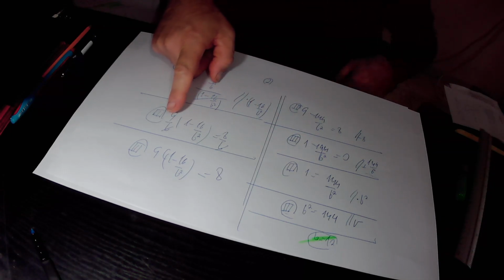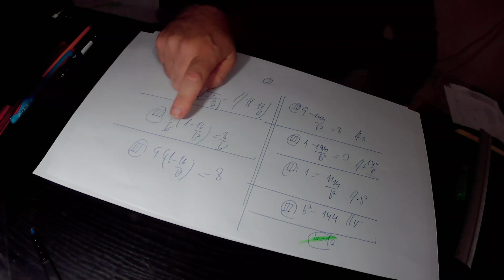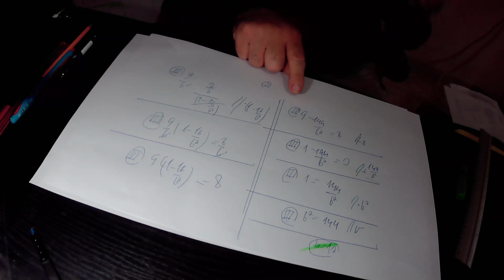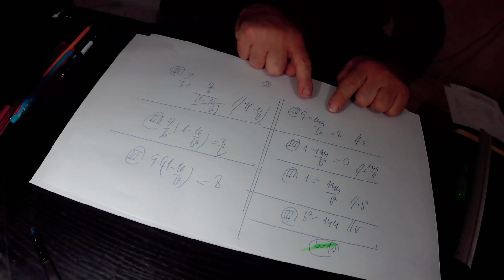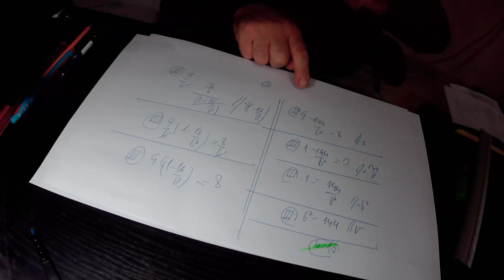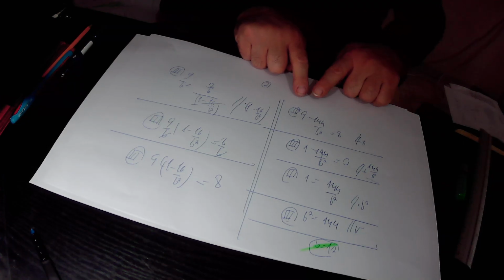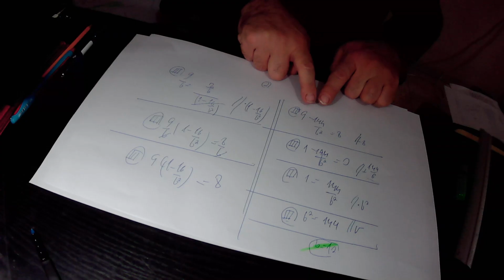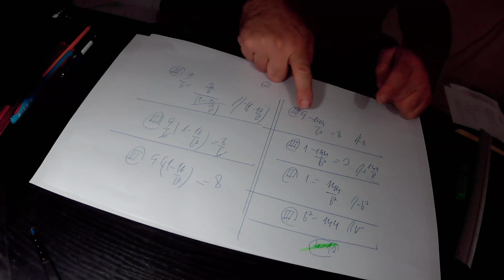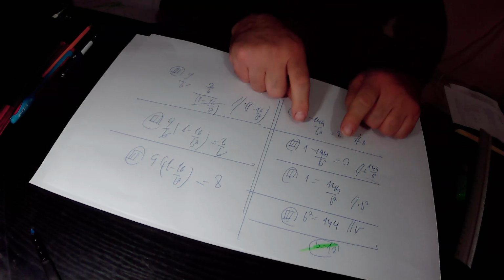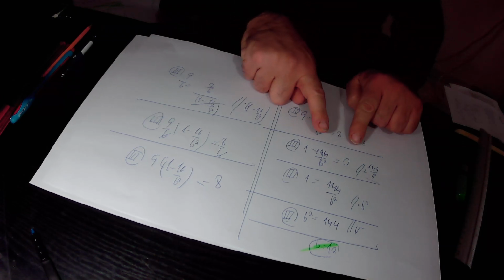Here we open the brackets on this side of the equation, and we found out that 9 times 1 is 9, and 9 times 16 is 144, so 9 minus 144 over b squared equals 8. Here we subtract 8 from both sides, so 9 minus 8 is 1, minus 144 over b squared equals 8 minus 8, which is 0. So 1 minus 144 over b squared equals 0.